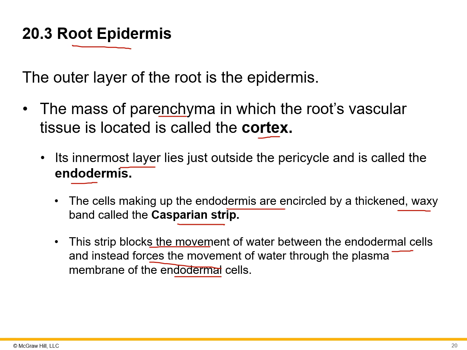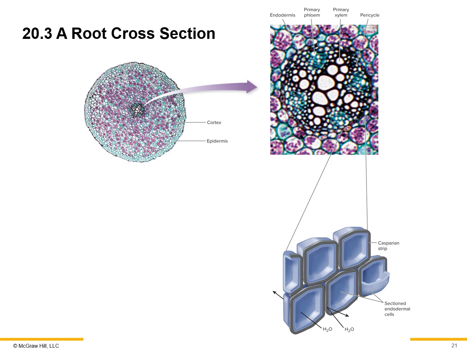All right, if we look at the cross section here of the root, of course the epidermis is on the outside. Then we have this layer of ground tissue called the cortex. And then if we look all the way on the inside, we have that vascular tissue. The ring that goes around the outside and separates it from the cortex is called the endodermis. And then the smaller cells in here are going to be the primary phloem. These larger cells that we see in here are the primary xylem.